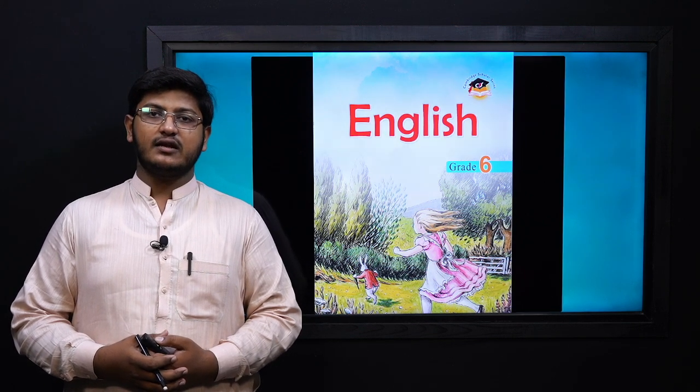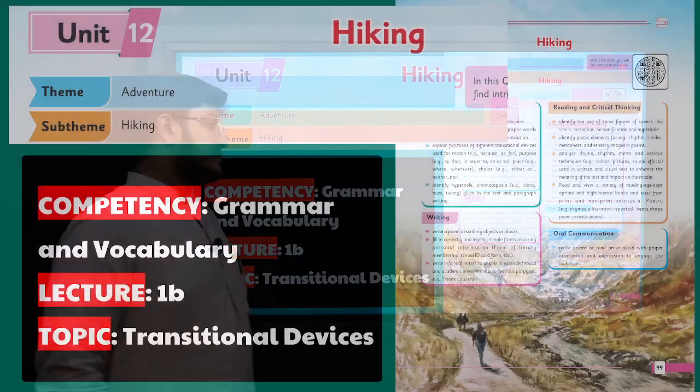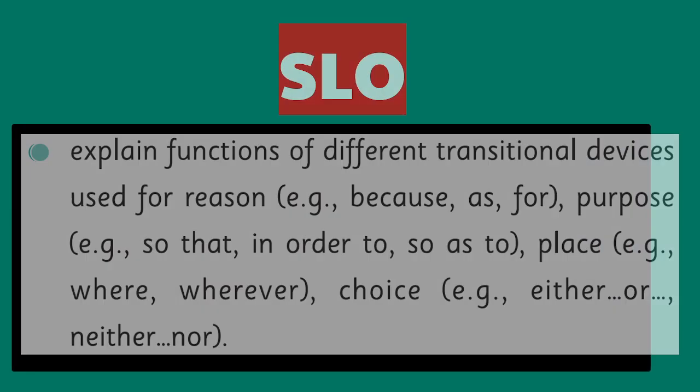I'm your instructor Adil Raza and today we have to learn our SLO from grade 6. It's our unit 12. So let's find out what today's SLO is about. Today's SLO is about the competency of grammar. It's our lecture 1B and the main topic of this SLO is transitional devices. So let's find out what the SLO is.